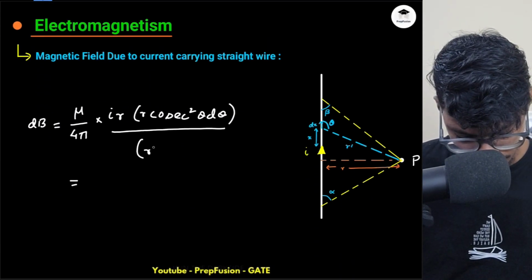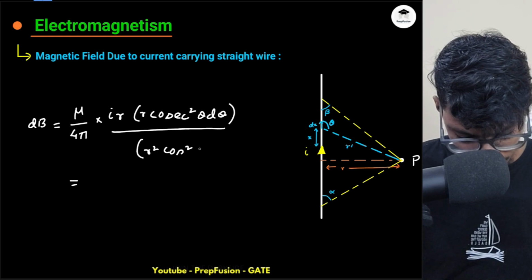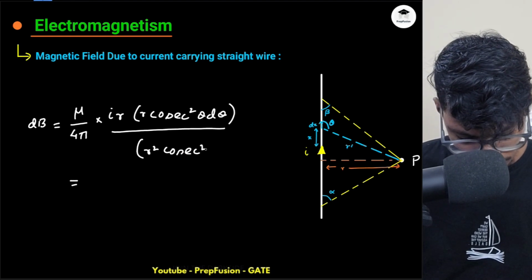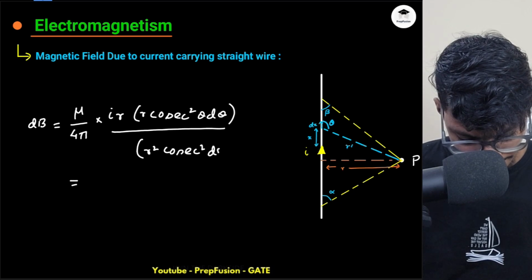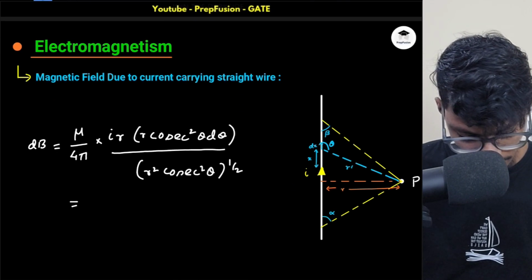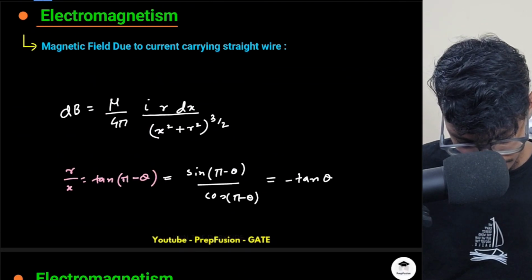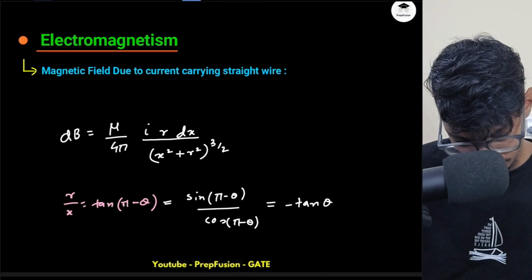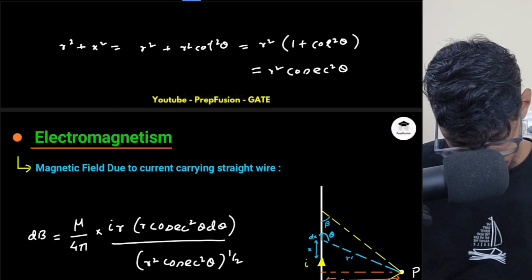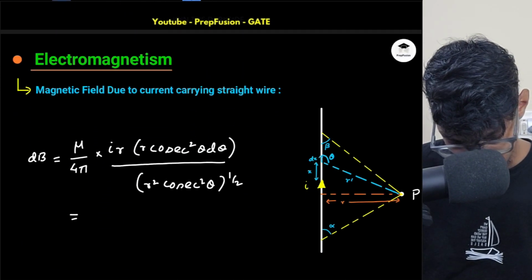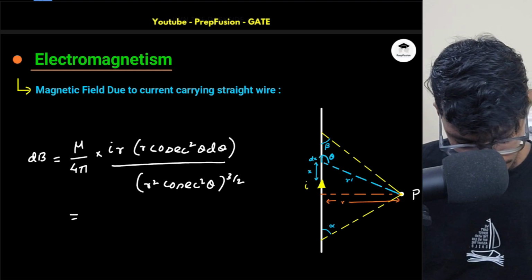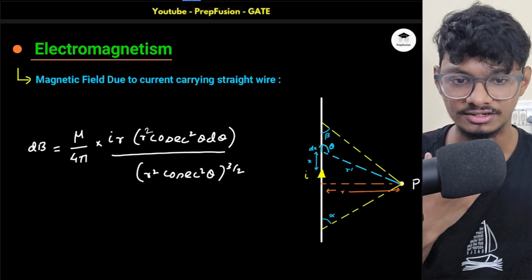Here it is, r square cosec square theta whole under root, right? Why? Because if you observe here, it was 3 by 2 actually. So it will be 3 by 2 whole, not under root, 3 by 2 raised to the power 3 by 2. Sorry for the sneezing, I had a cough basically.